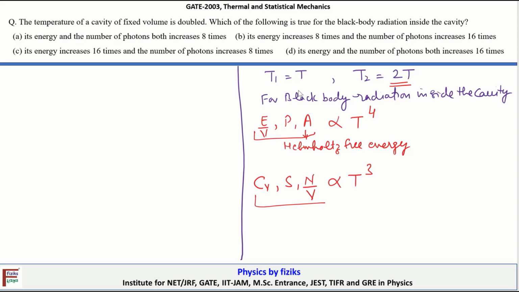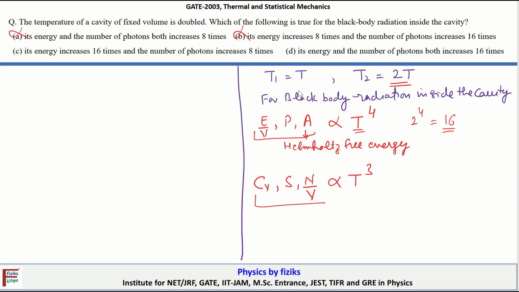Option A: its energy and the number of photons become 8 times. The number of photons becomes 8 times, but the energy becomes 16 times. So A is not the correct option here. What about option B? Its energy increases 8 times. No, energy is increasing 16 times because of the T power 4 dependence. That is a factor of 2 power 4, which is a factor of 16. So this is also not true.